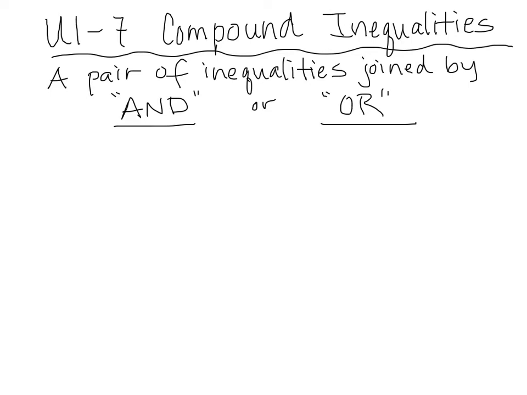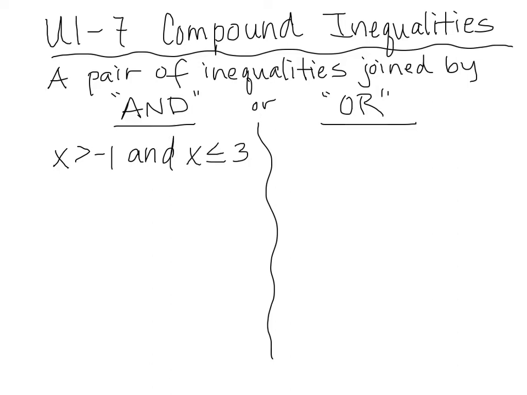Let's look at a basic example of each here. For and, I could write x is greater than -1 and x is less than or equal to 3. Okay, so we have these restrictions for x. It has to be greater than -1, and it has to be less than or equal to 3.